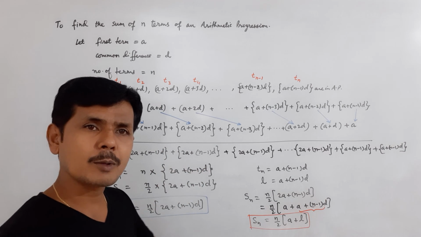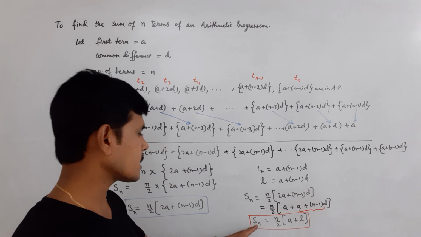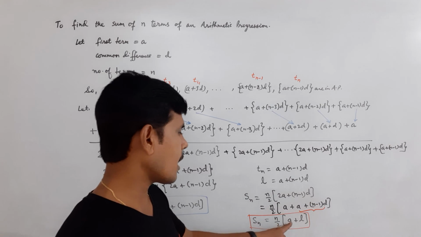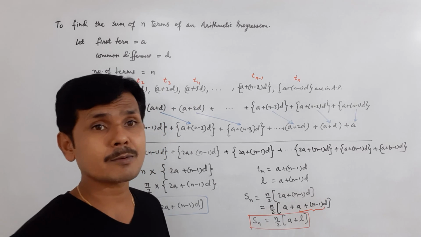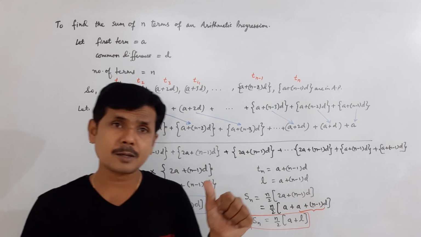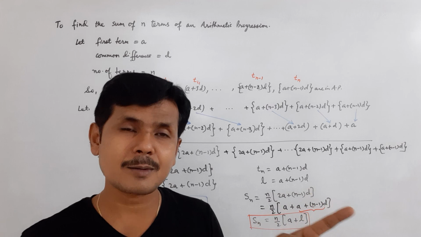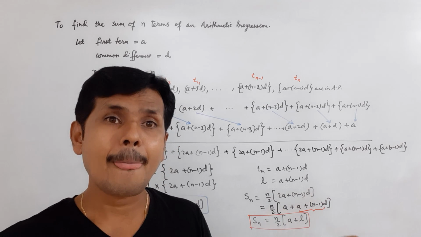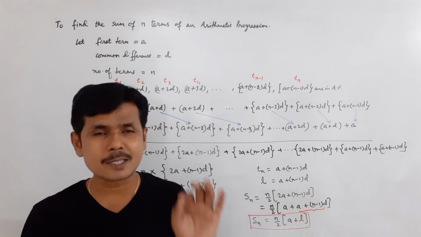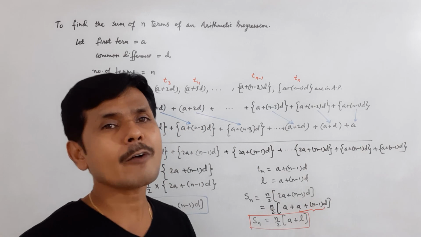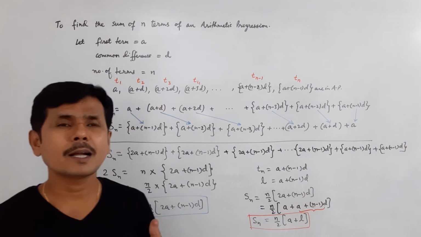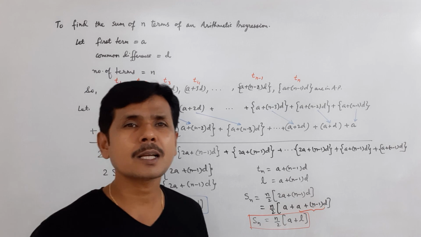What about this formula? If we look at it, over here we have A, the first term, L, the last term, and n, the number of terms. That means if you know the first term, the last term, and the number of terms, then you can apply this formula to find the sum of all the n terms of the given arithmetic progression.